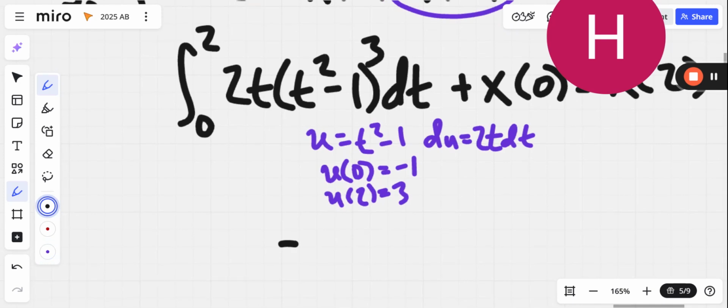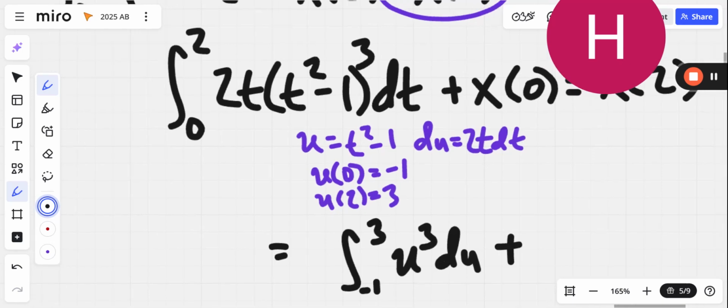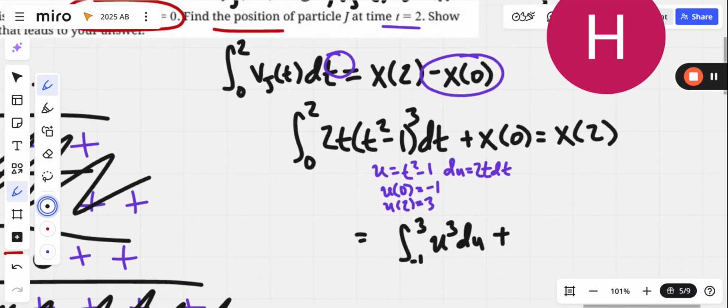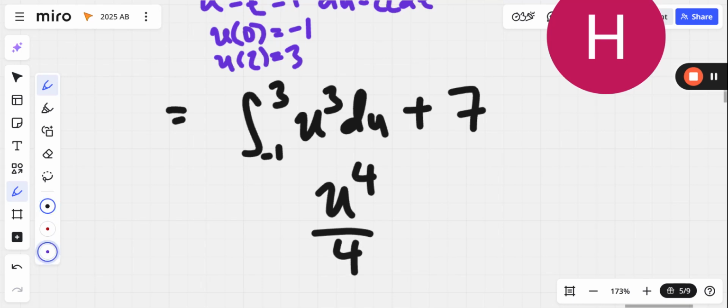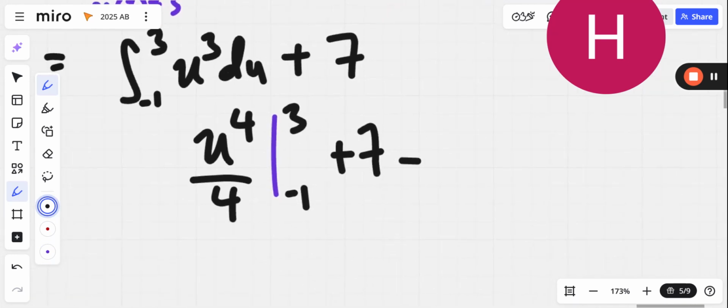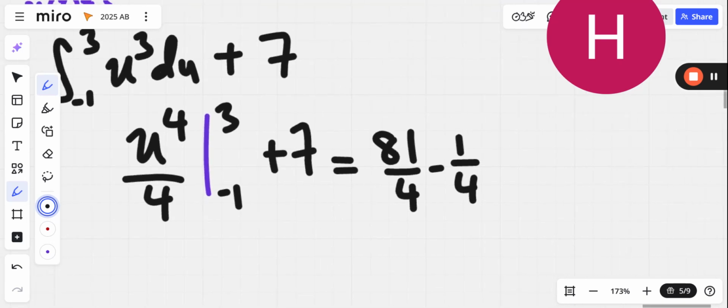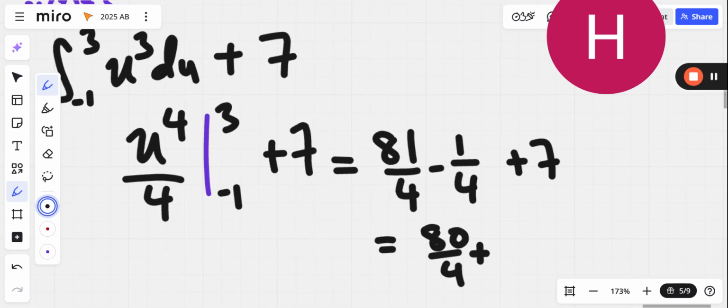So this is going to turn into the integral from -1 to 3 of u cubed du plus x of 0, which they told us was 7. And now we just anti-differentiate. U to the 4th over 4. Evaluate this from -1 to 3 and add 7 to it. That's pretty easy to do. So we have 81 over 4 minus 1 over 4. And then plus 7, which is 80 over 4 plus 7, which is 20 plus 7, or 27.